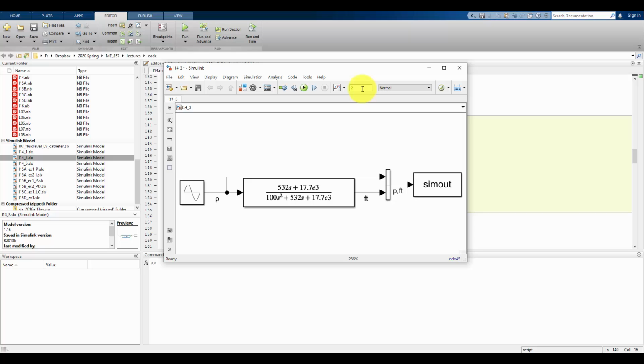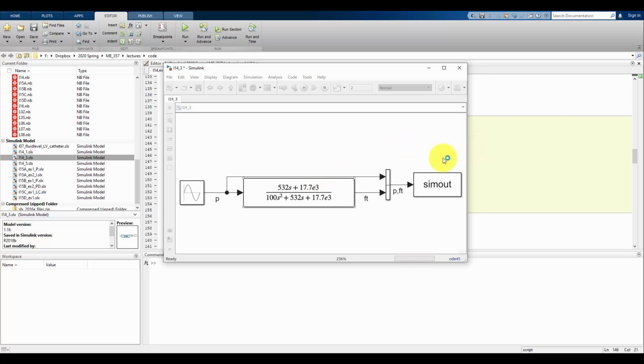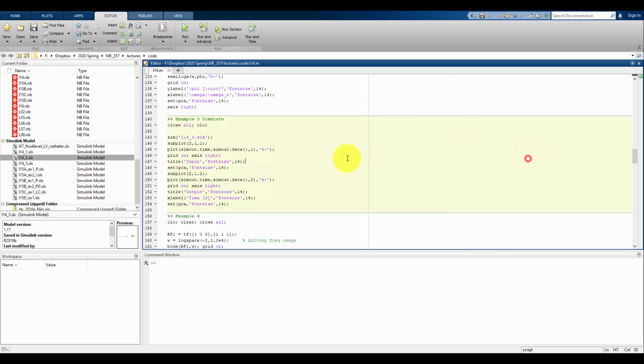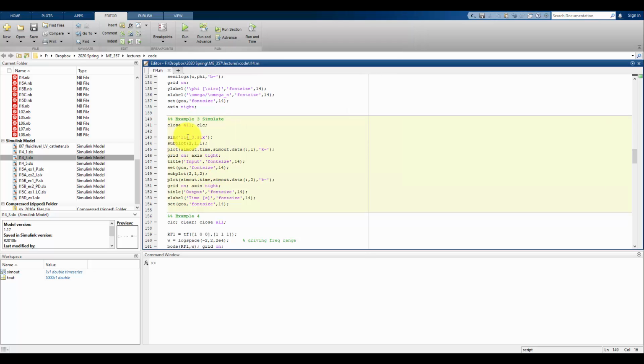Going back here, I'm going to just run it for 2 seconds so that I can see some of the detail that's going to come out of it. Right, so let's run this. And quickly, if we look at what the code is doing, I'm running the simulation as I've done before. When I run that sim, I get this sim out struct, as we saw.